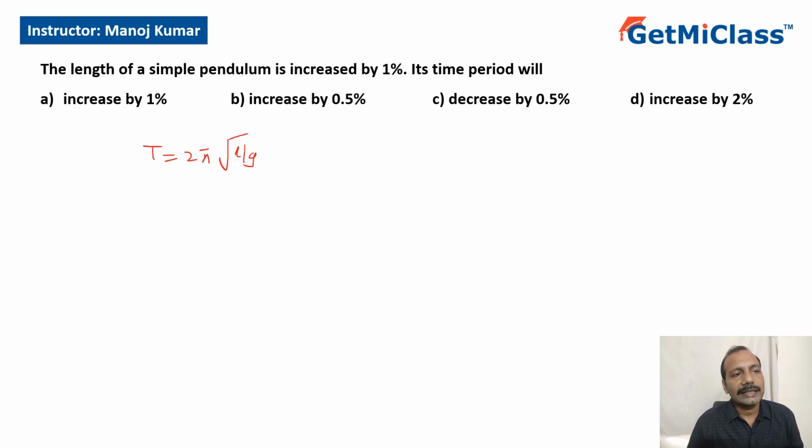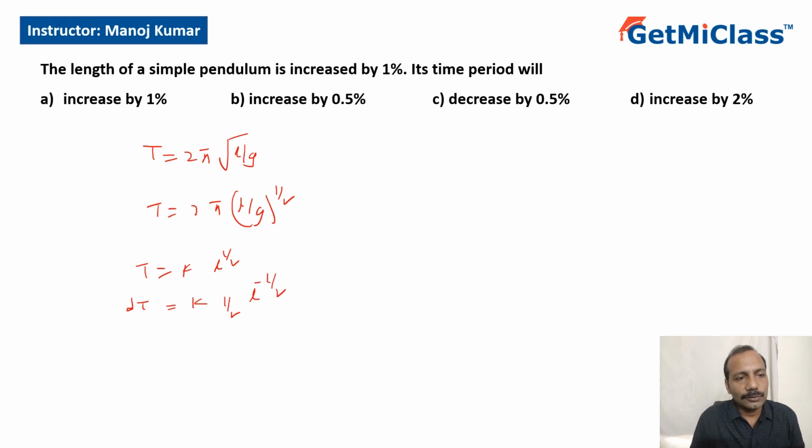So I can just use delta T. This can be written as T equal to 2π(L/g)^(1/2). Everything else is constant, so T equal to K L^(1/2). Differentiate it, I'll get dT equal to K into half into L^(-1/2). I want to find dT by T, that is equal to K L^(1/2).